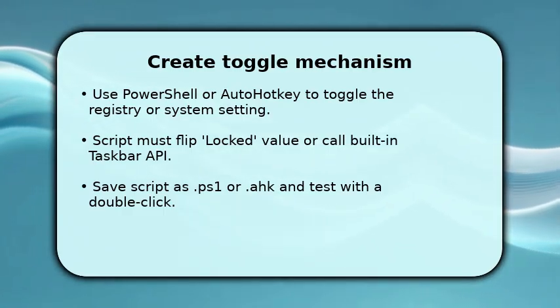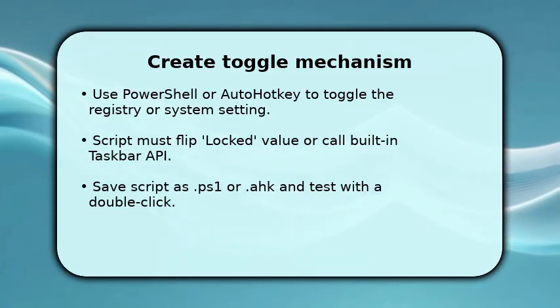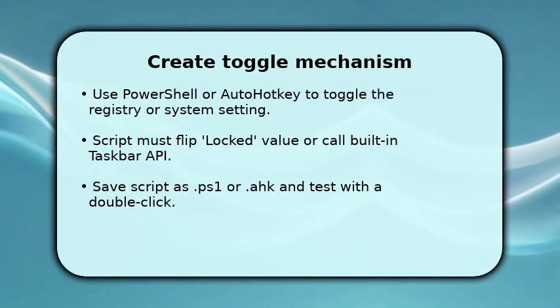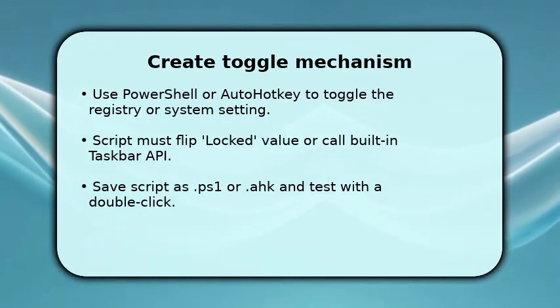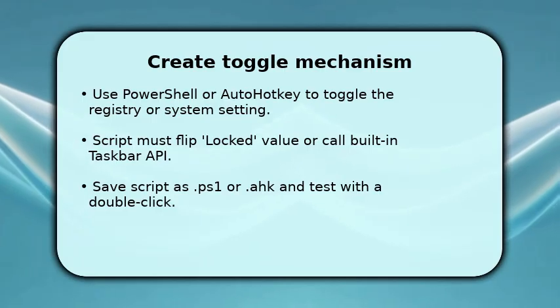Once your script toggles the setting reliably, create a desktop shortcut to it and then assign a hotkey in the shortcut properties. Make sure to test. If it needs elevation, set the script to run as administrator.